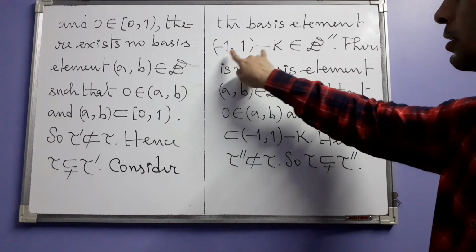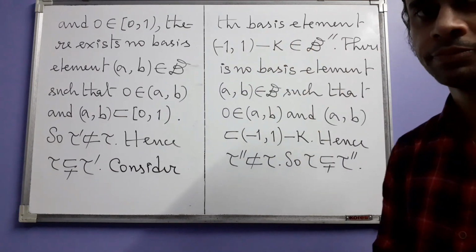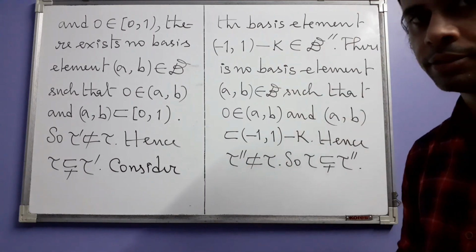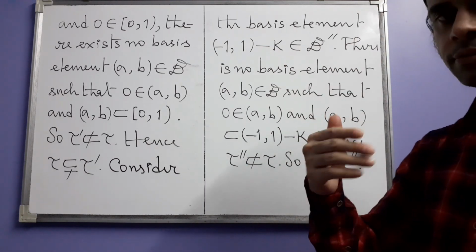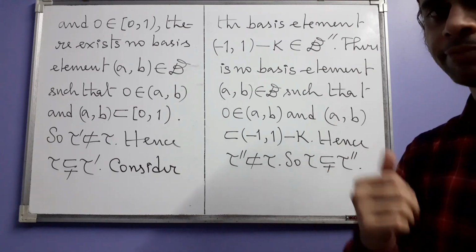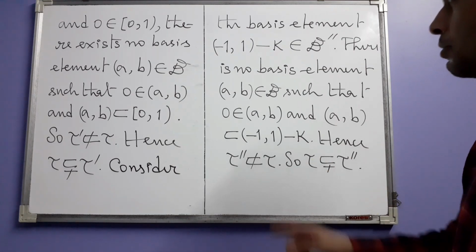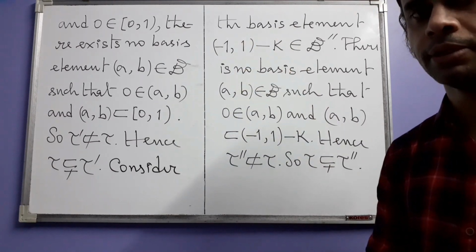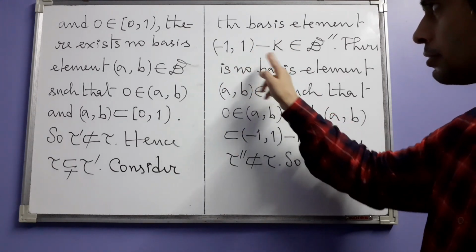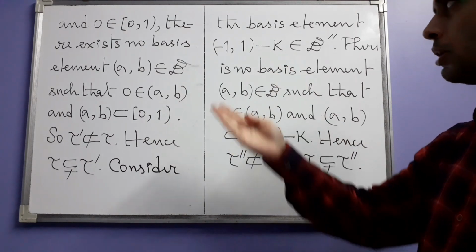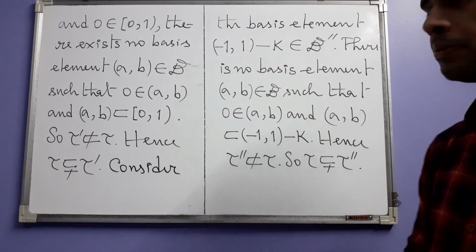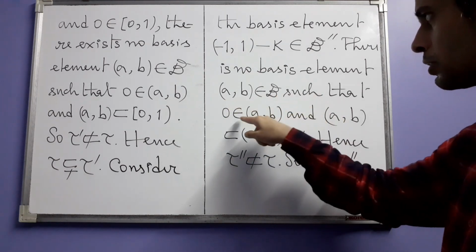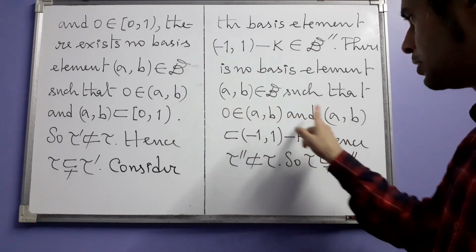Consider this basis element for the K topology, the open interval (-1, 1) from which that set K has been removed. That means all the reciprocals of positive integers have been removed. And concentrate on the point 0, which obviously is in this basis element. 0 belongs to this, and since 0 does not belong to K, 0 will belong to this difference set as well.